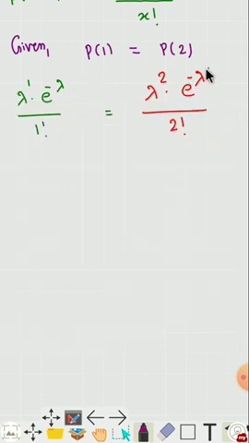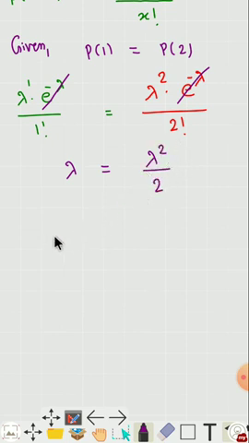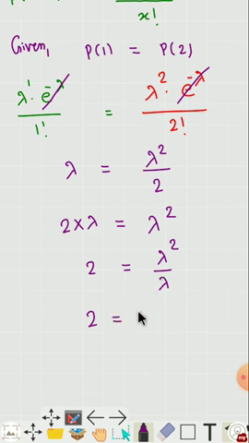See here, e raised to the power minus lambda on both sides gets cancelled. What is left is lambda raised to 1 upon 1 factorial. 1 factorial is 1, therefore it is not necessary to write 1 here now. So on the left hand side only lambda is left. On the right hand side there will be lambda square upon 2 factorial, which is 2. Again we can take 2 on this side and lambda on this side. So 2 times lambda is equal to lambda square. Now lambda will divide on the right hand side, and 2 is equal to lambda, as one lambda gets cancelled.